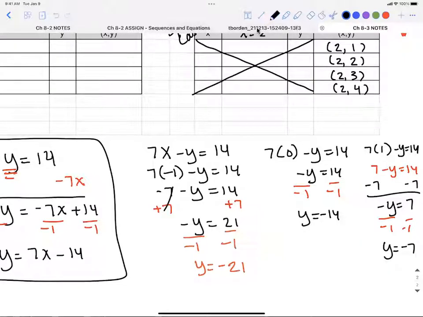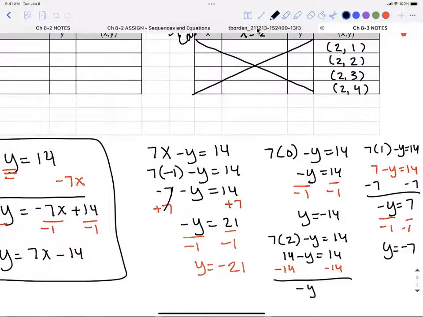And then lastly, if I put a 2 in, I've got 7 times 2 minus y equals 14. 7 times 2 is 14 minus y equals 14. I have to subtract 14 both times. And I get negative y equals 0. And then I still have to divide off that negative. And I get y equals 0. Again, same answer as before. But I want to show you and contrast and compare the difference to you.